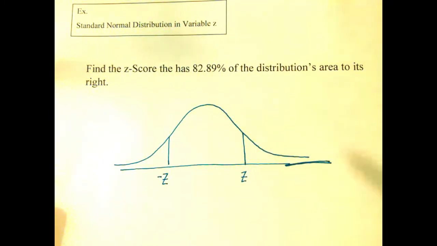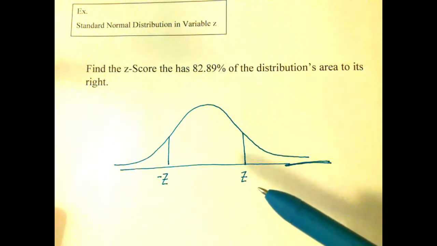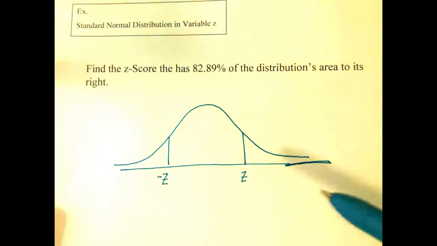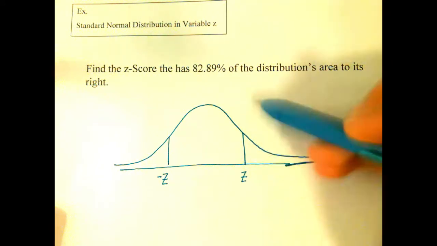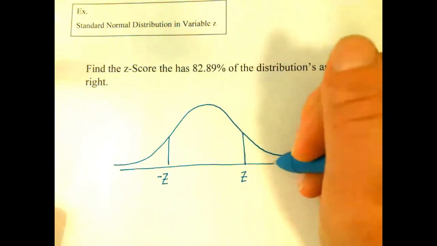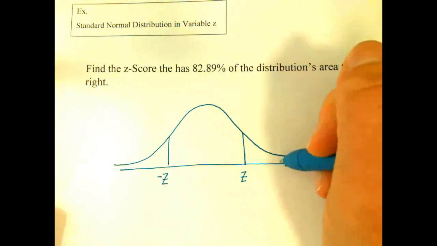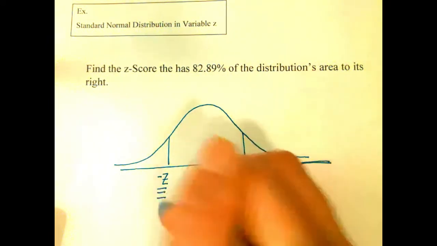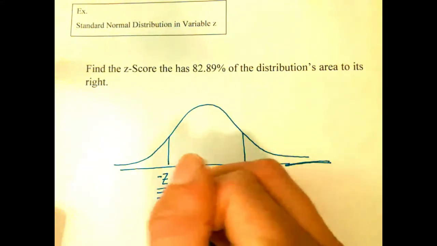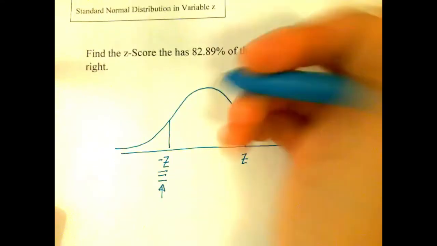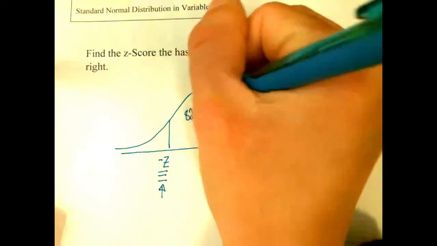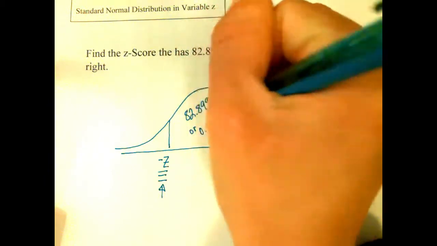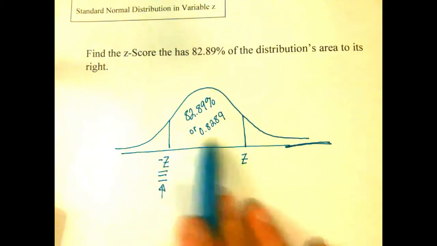And we are trying to find the z-score that tells us that 0.8289 or 82.89% of the area is to the right. So we know it can't be the positive z-score because from here over is 50%. So this has got to be less than 50%. So the only answer that it could be would be this. So we are trying to find this z. We know that 82.89% of our area is from here above.